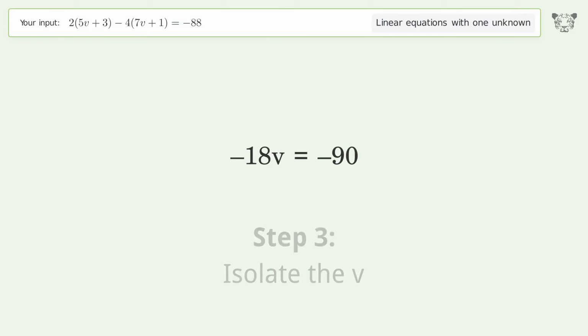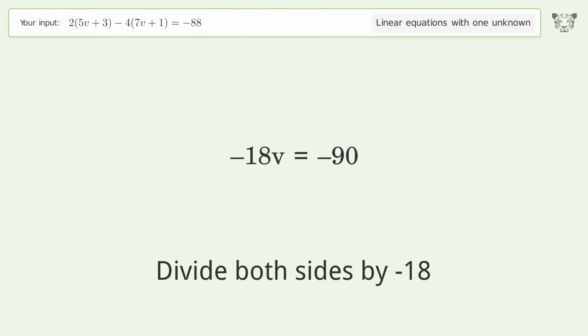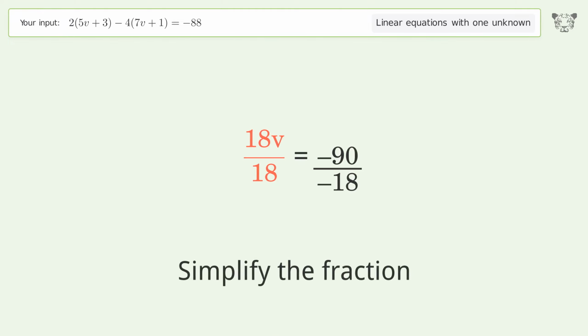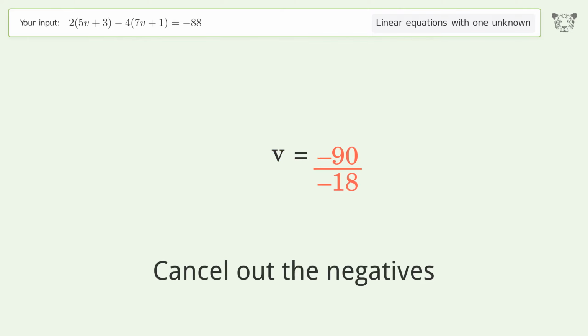Isolate the v. Divide both sides by -18. Cancel out the negatives. Simplify the fraction. Cancel out the negatives.